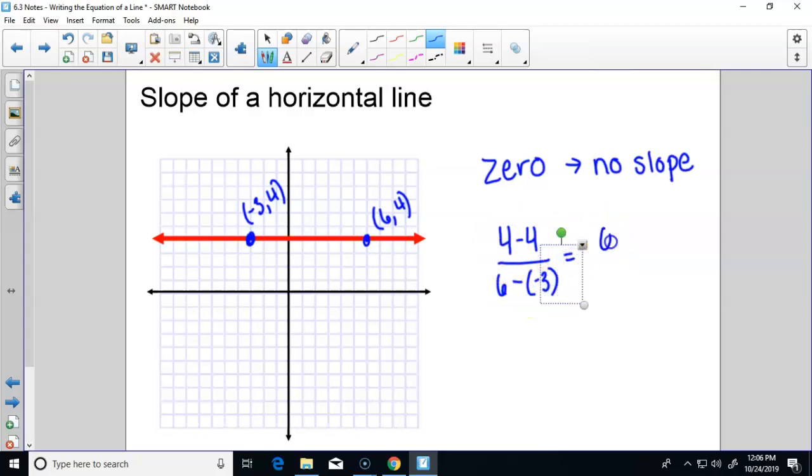4 minus 4 is 0. 6 minus negative 3, that's a double negative there, so it's really 6 plus 3. It's 9. And so 0 divided by 9 is 0. So we have a slope of 0 for a horizontal line.